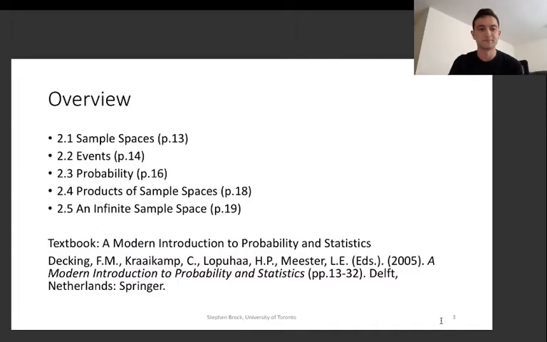As an overview of what I'm going to talk about in the tutorial, Chapter 2 is broken up into 5 sections. The first section is on sample spaces. The second section is on events. The third section, probability. The fourth section, products of sample spaces. And the fifth section is an infinite sample space.